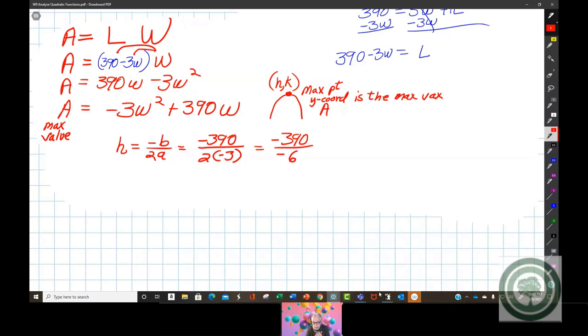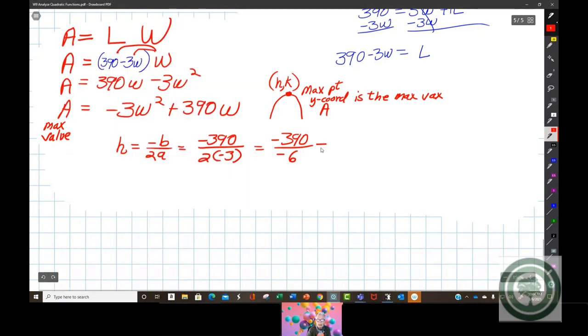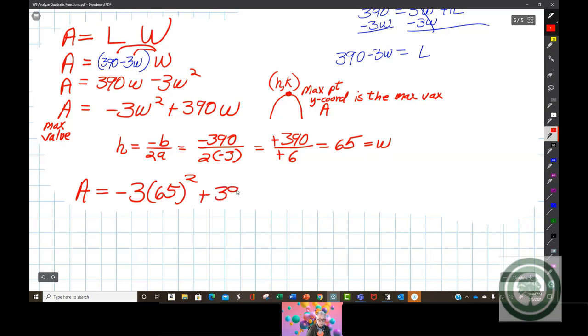So let us see what that is. Go away, you two. Negative 390 divided by negative 6 is 65. So our width has to be positive 65. That's our W. That's not what we're being asked for, but it's what we need in order to do this. That's one way to do it.